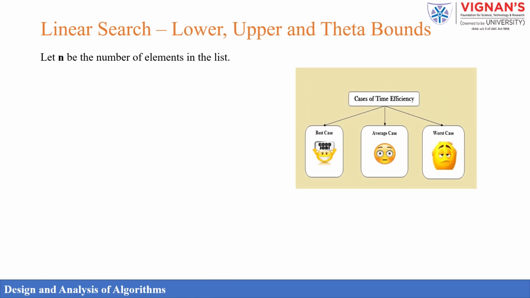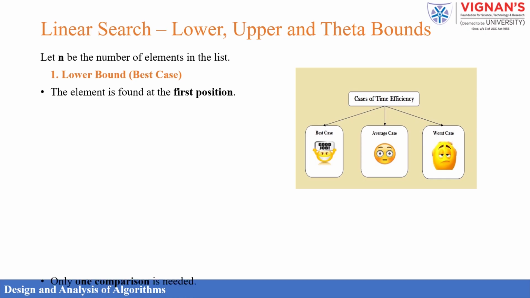First, let us understand the lower bound, also called the best case. In the best case, the element to be searched is found at the first position of the list. Since only one comparison is required, the time taken is constant. Therefore, the lower bound of linear search is Ω(1).